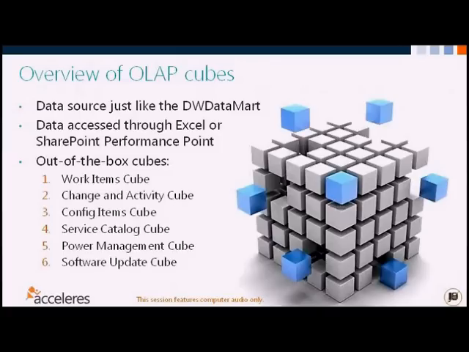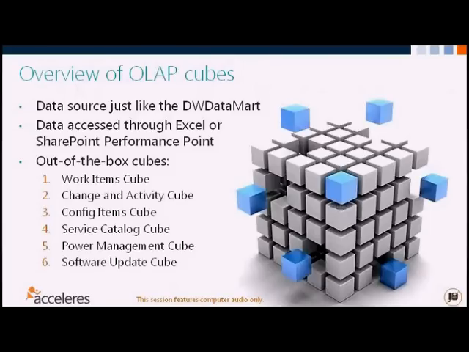So an OLAP cube is a data source just like the DW Datamart database. It's going to carry a duplicate of data. So it's data duplicated from the DW Datamart. It's its own separate data source. But the advantage here is that we can access that data where these cubes can be read and understood by Excel 2010 or SharePoint 2010 Performance Point. So it's going to mean that we can use these tools that we're much more familiar with, like Excel, in order to access this data.